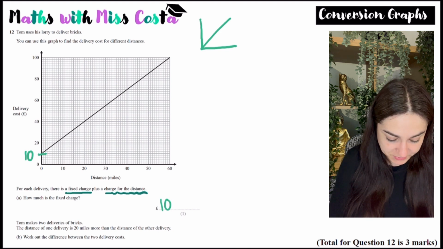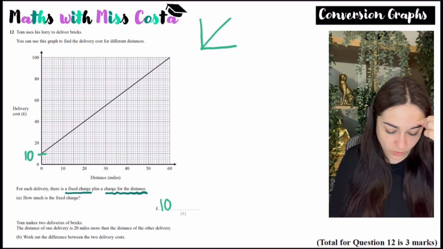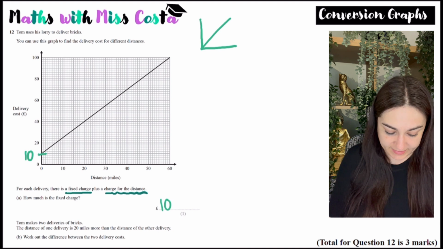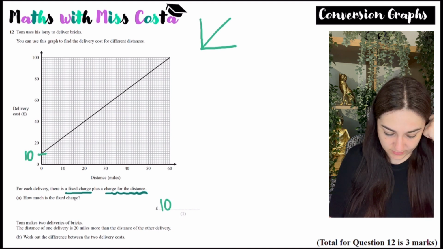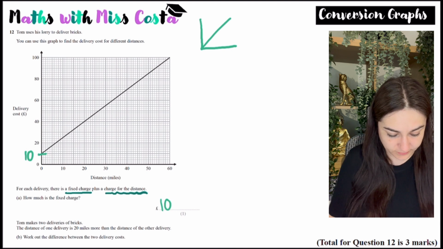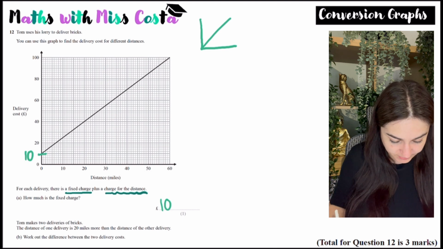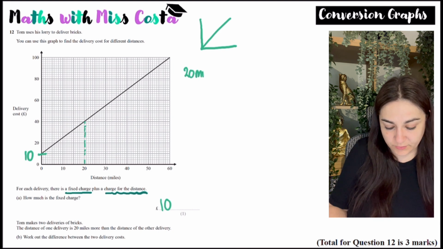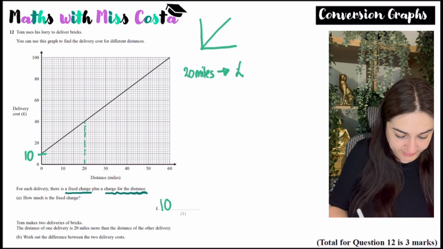Now I'm told that Tom makes 2 deliveries of bricks. The distance of one delivery is 20 miles more than the distance of the other delivery. And I need to work out the difference between the 2 delivery costs. What I could do is, since I'm not told anything else, pick any 2 distances. So let's pick a nice and easy one. Over here I can see that if he drives 20 miles, the cost is £40.